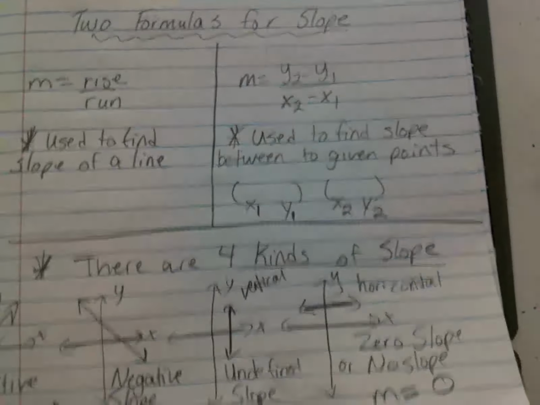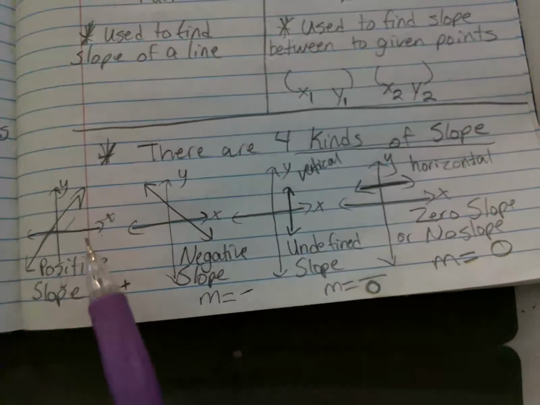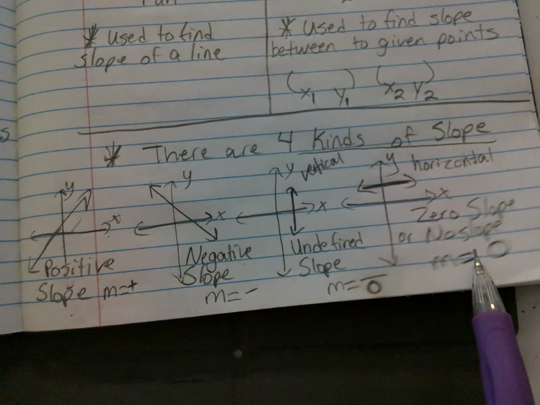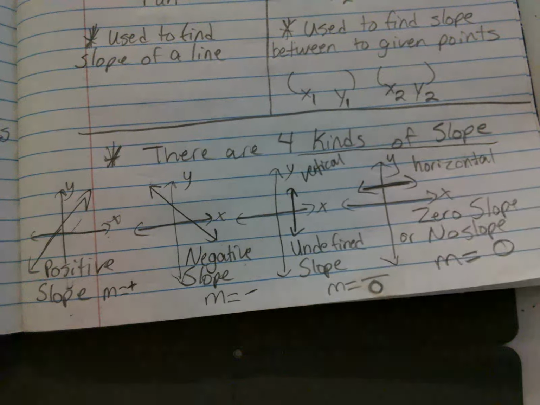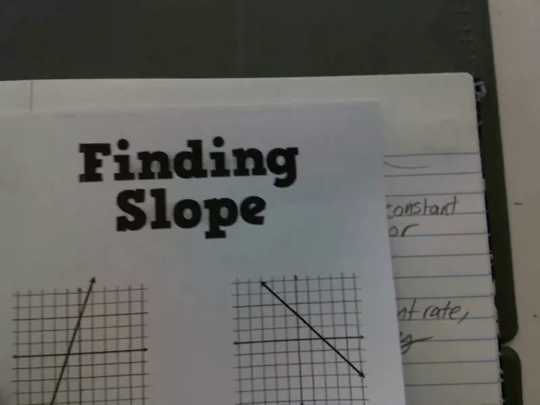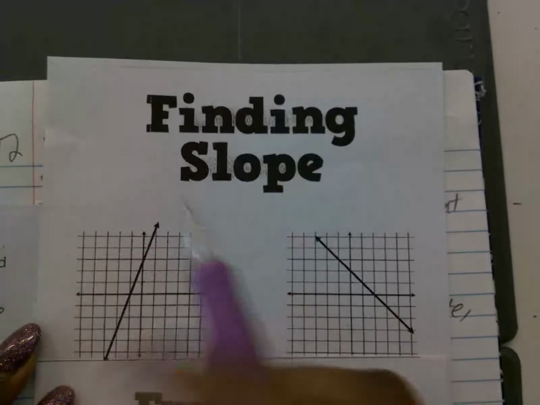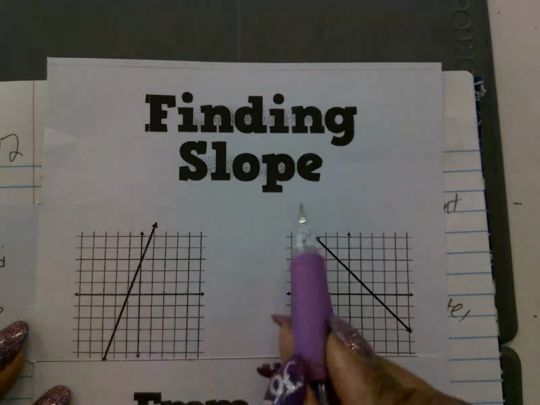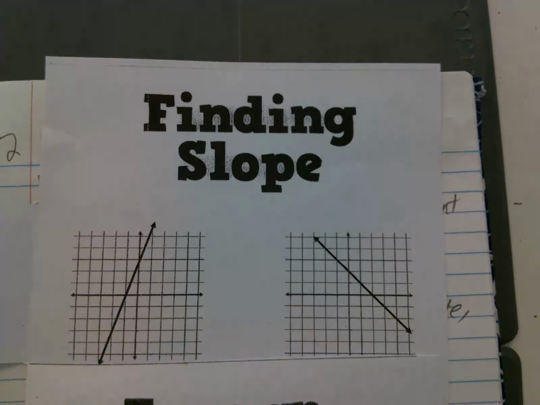On the last page, remember I told you there are 4 different kinds of slope. So it could be positive slope, negative slope, undefined slope, or no slope. So I want you to label what kind of slope is this line and what kind of slope is this line, and put that right above the graph. So I'm going to pause. I don't want you to speak out loud. I just want you to write.